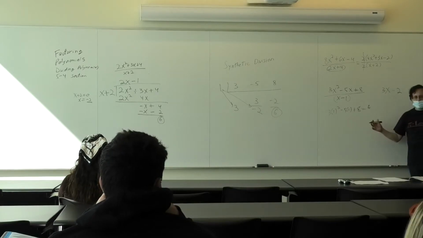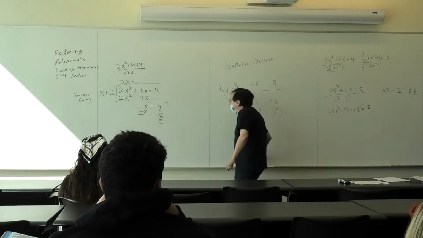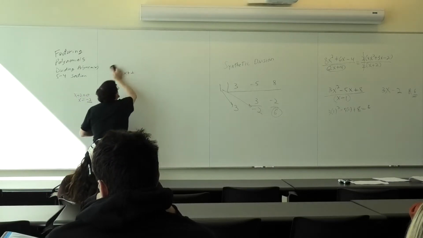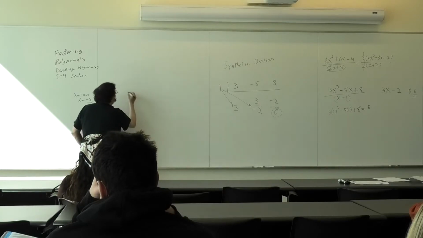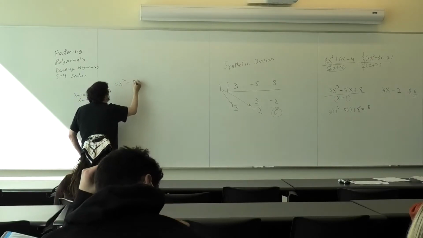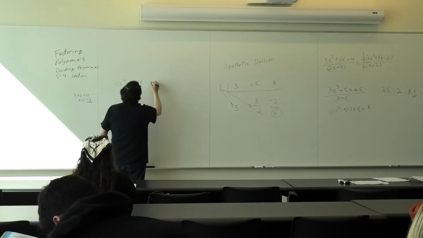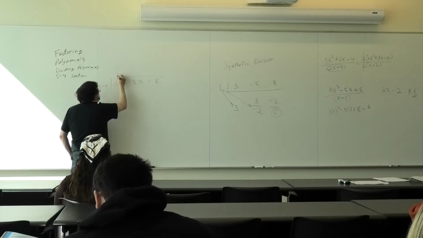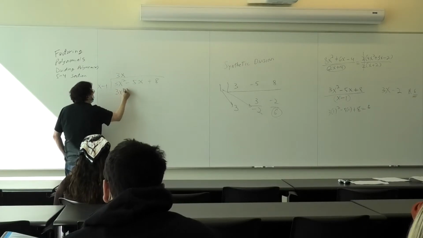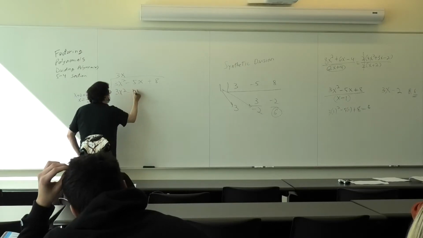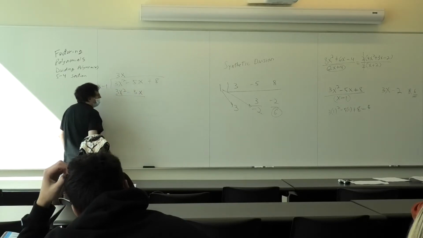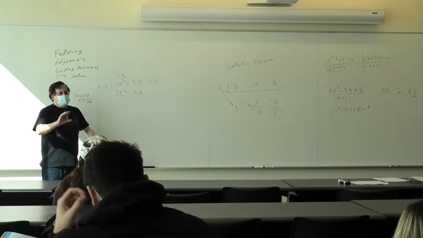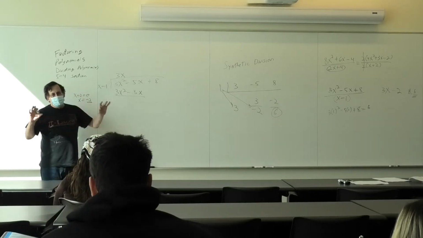Did you use long division? All right, well, let's see what that looks like. So it's 3x squared minus 5x plus 8 divided by x minus 1. 3x squared minus 3x. Now, this isn't addressed at you, Danielle. This is addressed to everybody.